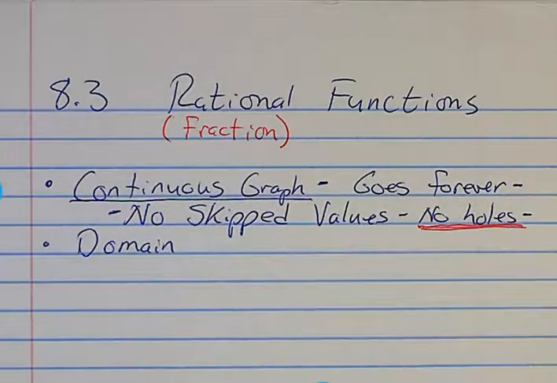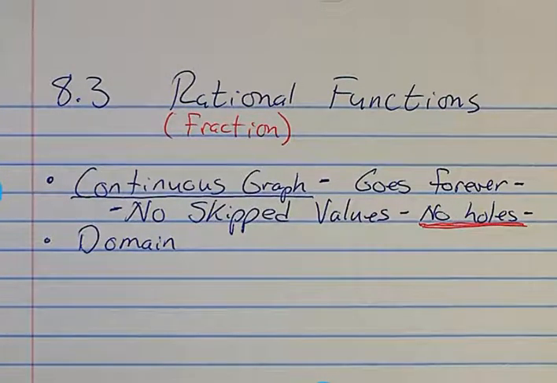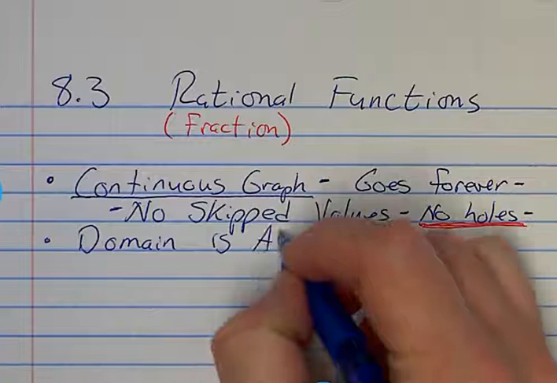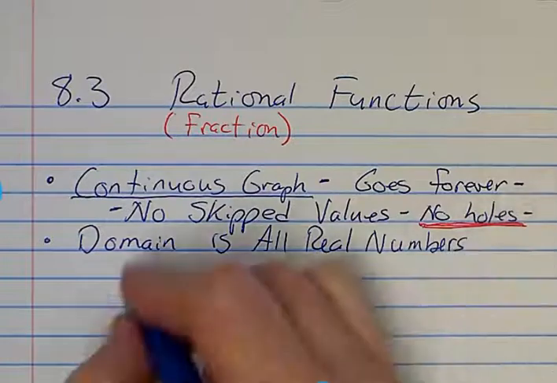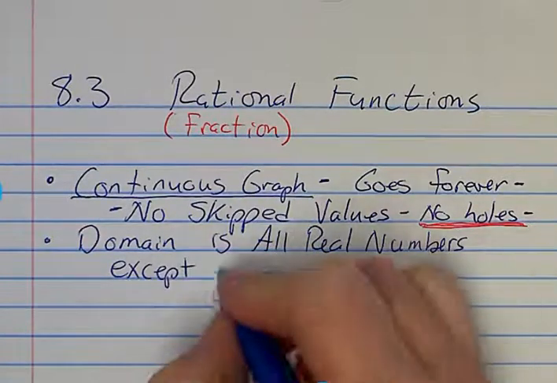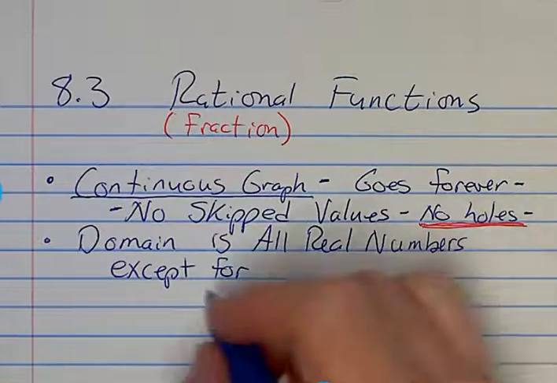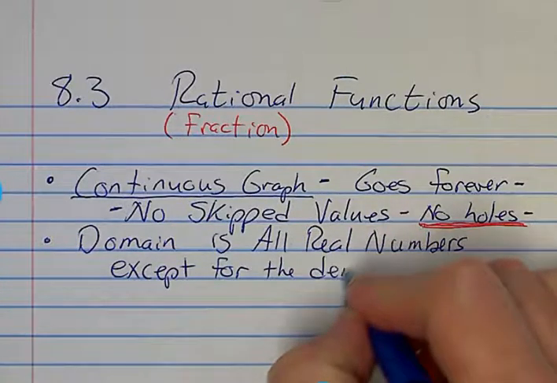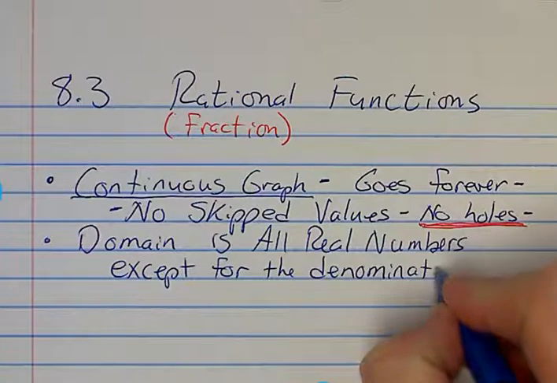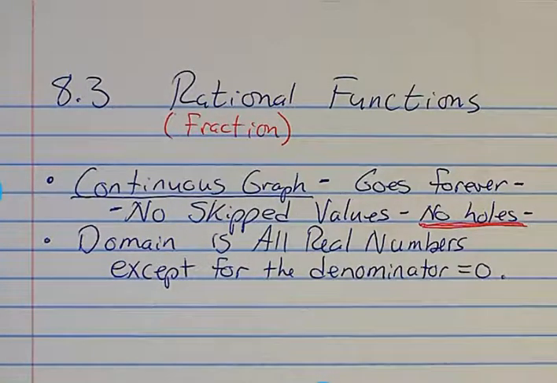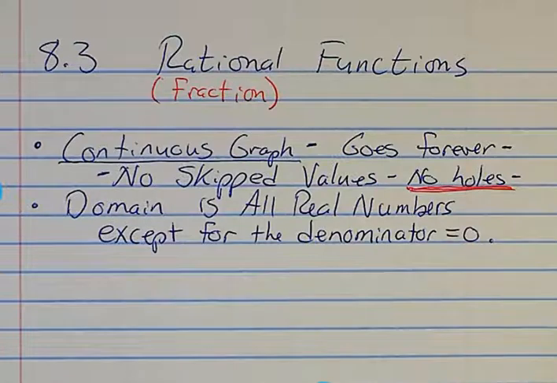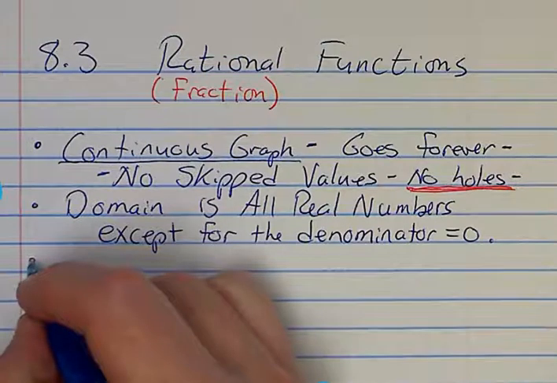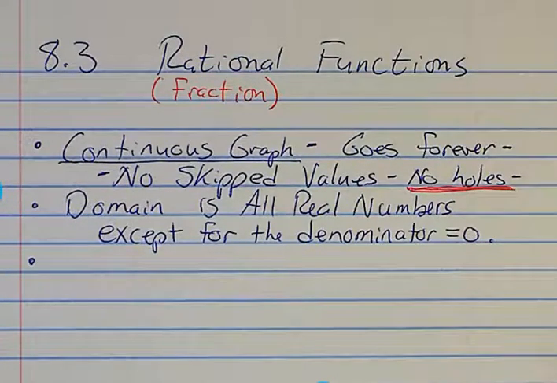Alright, this one not necessarily a definition, it's more just a little update here. When you're talking about the domain, it is all real numbers except for where the denominator equals 0. That's something we've talked about before, but again, it never hurts to go back and mention it again. So when we're talking about rational functions, it's all real numbers except for whatever makes that denominator equal to 0. So not really a definition, more just a reminder on that one.